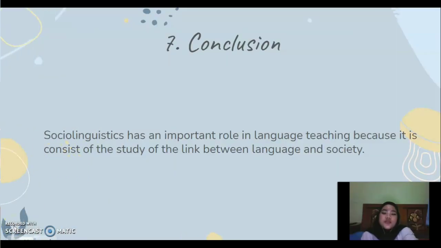The next one is the conclusion. Sociolinguistics has an important role in language teaching because it consists of the study of the link between language and society. Sociolinguistics leads the learners to speak in appropriate social contexts. Therefore, it is very important for teachers to introduce sociolinguistics through language teaching.